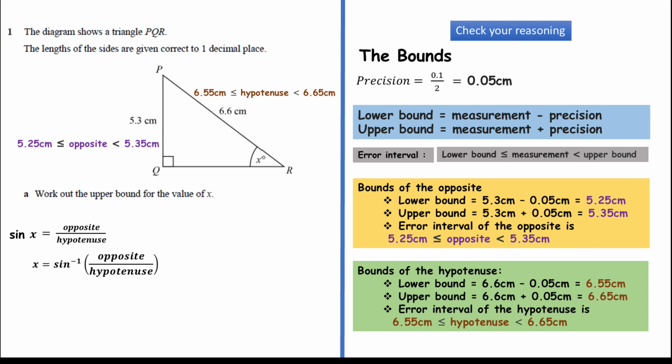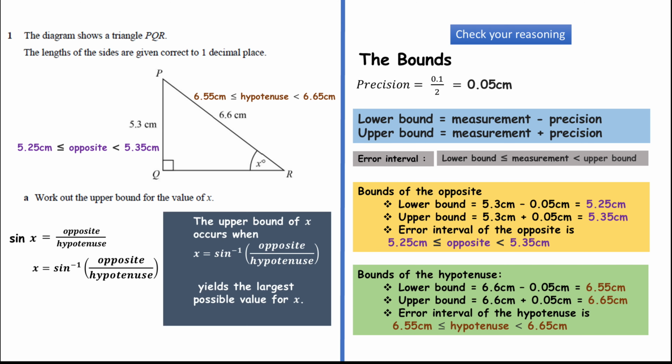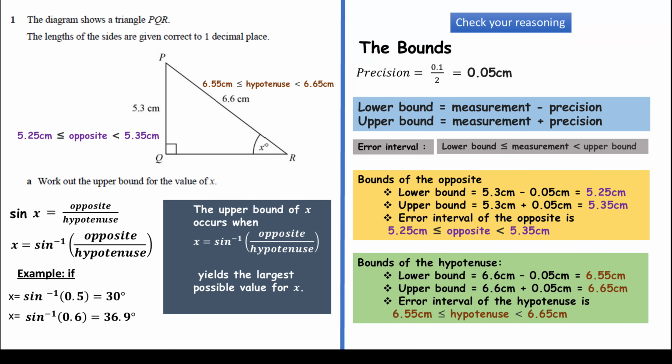To have the upper bound of the value of X, we would need the upper bound of the opposite side length and the lower bound of the hypotenuse. It is because the opposite to hypotenuse ratio increases as the hypotenuse gets smaller and the opposite gets larger. So the upper bound of X occurs when X equals sine inverse of the opposite over hypotenuse yields the largest possible value of X. So we can look at examples of this.